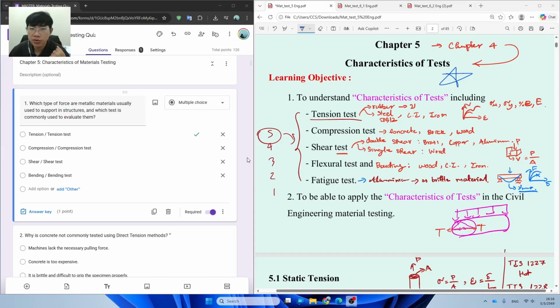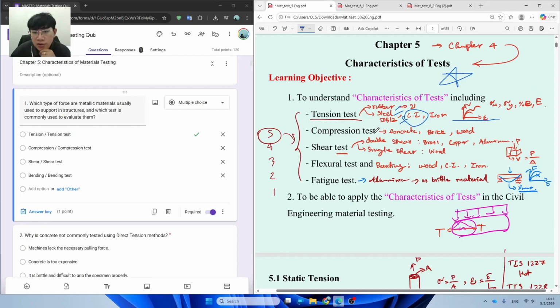So this time I'm going to go a little bit quicker than what we did in the class by starting with chapter 5. In chapter 5, basically we talk a lot about the tension test, compression test, shear test, flexural test, and fatigue test. For the tension test, most of the time we test rubber, steel, and cast iron, in order to get the mechanical properties such as the ultimate strain, yielding strain, percentage elongation, and Young's modulus.